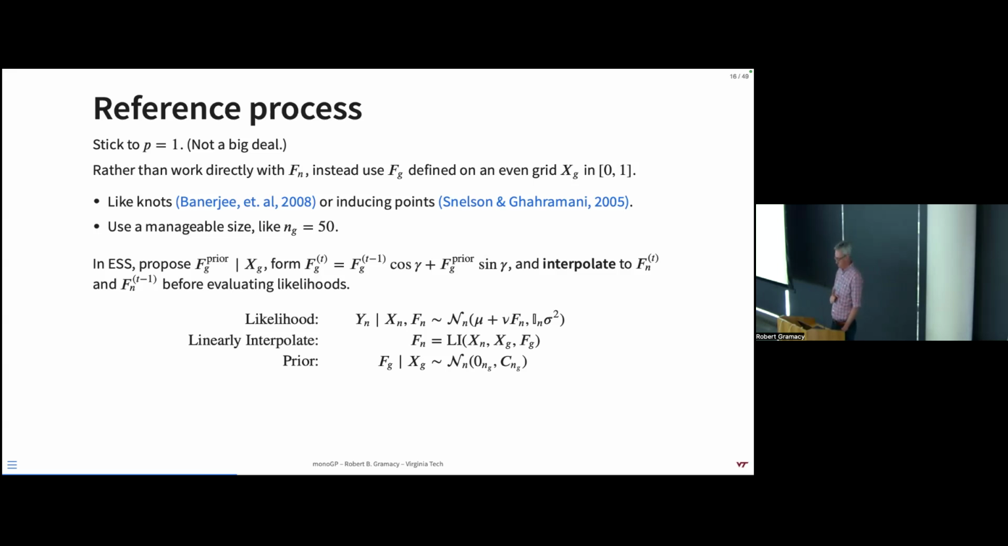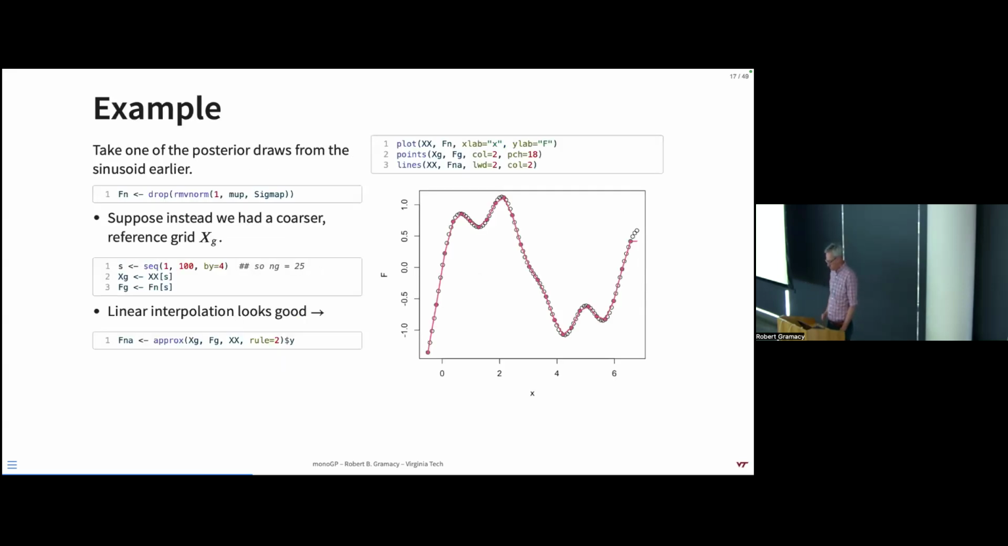Okay. So my prior is still multivariate normal, but not on the training data locations, on the grid. I use LI just for linear interpolation. I linearly interpolate those to the outputs at the training data locations, and I have the usual Gaussian likelihood. That has not been changed from before. So here's a little picture that describes that.